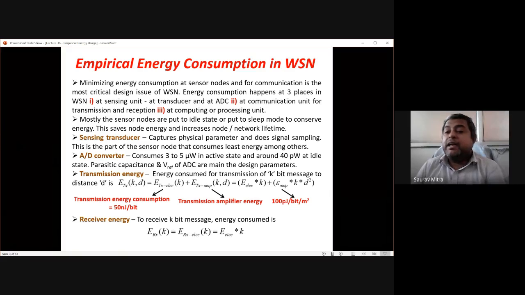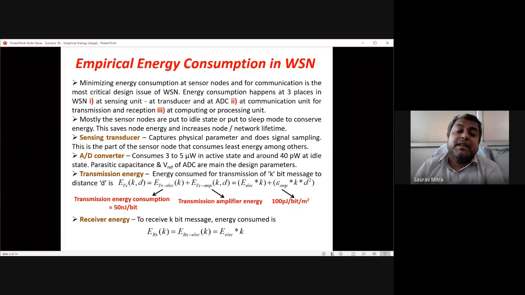And why energy saving is required in a wireless sensor network, that is the first thing. Then, which parts in a WSN node use more energy? It is sensing, communication, and computing. Then step by step you explain all these things.